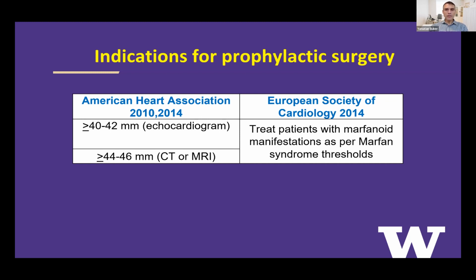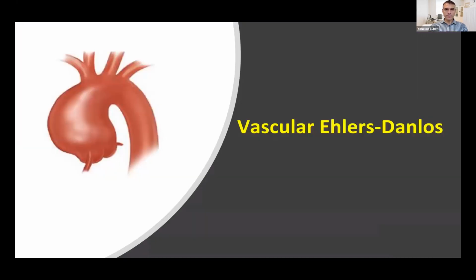The European Society of Cardiology guidelines are less accurate. They don't give us those cutoffs. They say that we should treat that condition in patients who have Marfanoid manifestations, which is a very general statement, and use the Marfan thresholds for aortic replacement. And so we, of course, base our decisions on the American Heart Association guidelines.